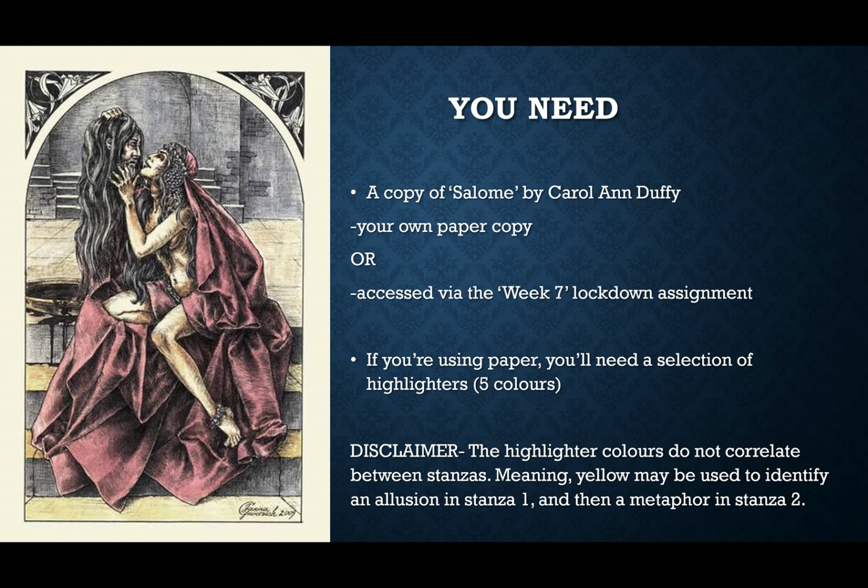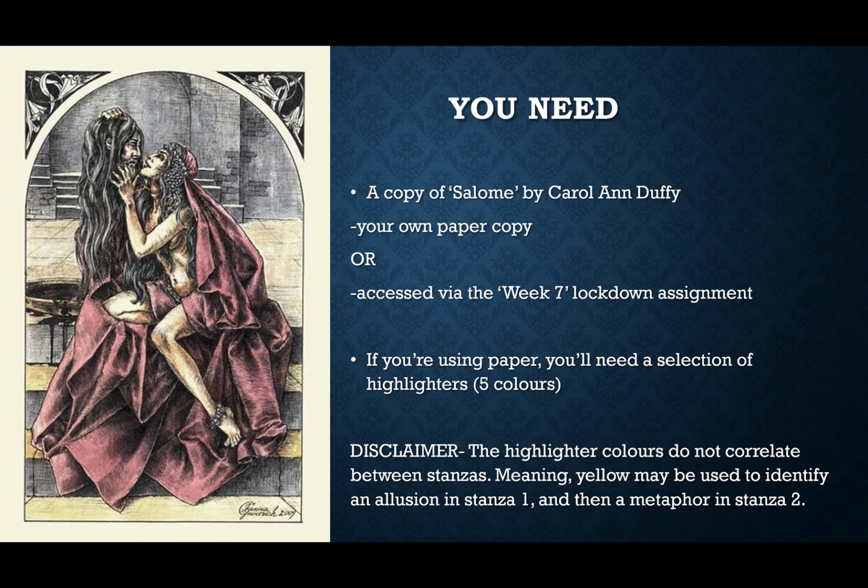So this is what you're going to need for this lesson. You're going to need a copy of Salome, either your own paper copy from class, or if you don't have it, you can access the week 7 lockdown assignment and there's a digital copy on there. If you're using paper, you're going to need a few highlighters, maybe around 5, just to make sure you can track everything. So the same deal is that we're going to go through the poem, unpack individual language features for meaning, and you'll need to take the notes as you go.